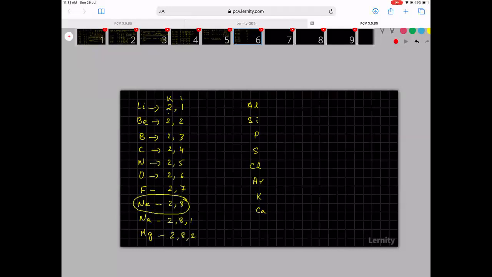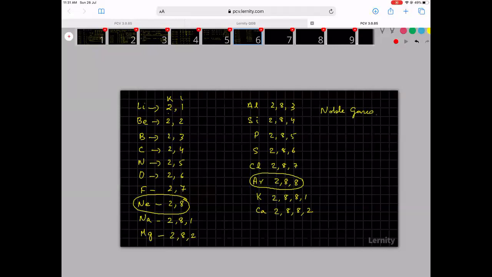Magnesium 2, 8, 2. 2, 8, 3. 2, 8, 4. 2, 8, 5. 2, 8, 6. 2, 8, 7. 2, 8, 8. 2, 8, 8, 1. 2, 8, 8, 2. Now they saw that argon is also highly stable. So these highly stable elements are called the noble gases. They are all gases and they are highly stable.